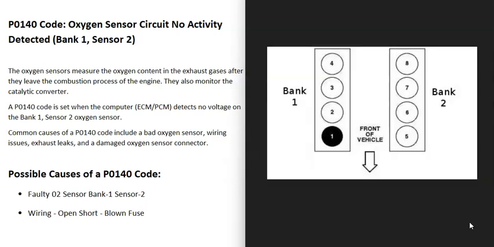And if you have a V6 or V8 engine, the engine is going to have two banks. Bank one is always the side of the engine with the number one cylinder. So if you Google the number one cylinder on your particular engine, since there are differences, that side of the engine would be bank one and the opposite would be bank two. If you have a four cylinder engine, then there's only going to be one bank.